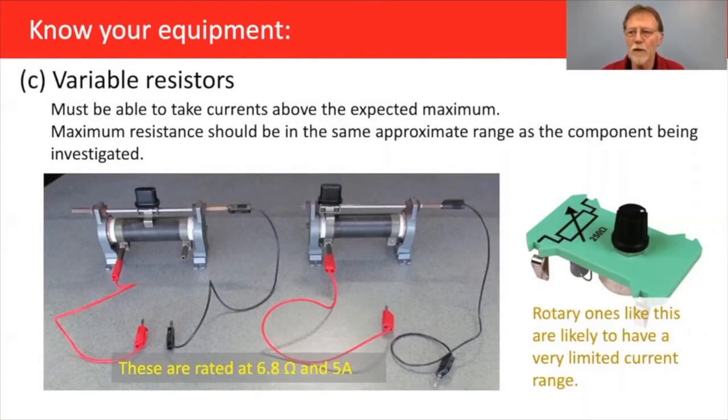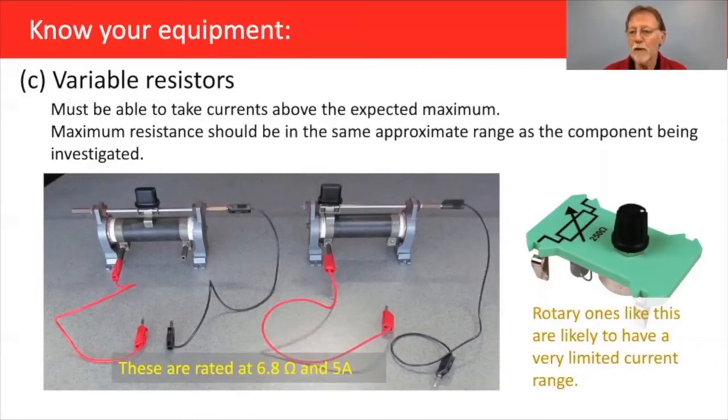The one on the right uses a carbon track and is only suitable for small currents, typically much less than 1 amp. Secondly, the maximum value of the variable resistance should be in the same approximate range as the component being investigated. If this maximum value is too high, then all readings would need to be taken in the first few millimetres at the low resistance end of the coil, making precise setting of potential difference and current very difficult.